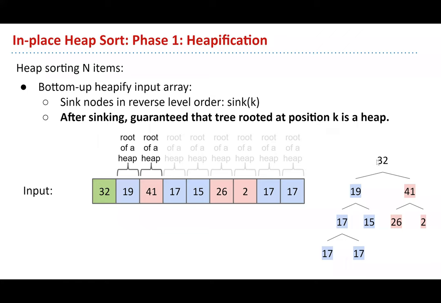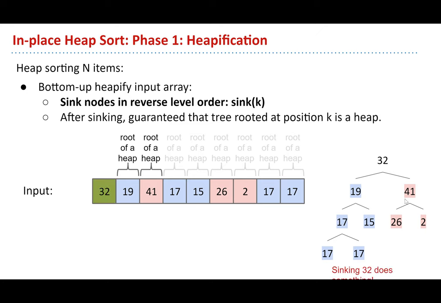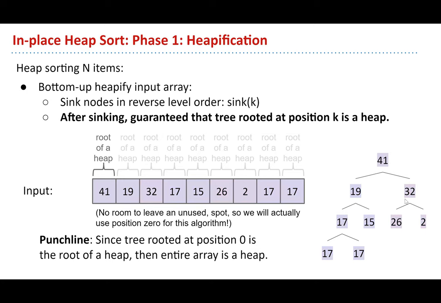If I take this 32 and sink it, what it does is take these 2 separate heaps and this incompetent boss, and merge them into one beautiful heap, because we know that these are two heaps. So if I just take the biggest item out of one of these two heaps, it's a valid boss. So who's going to be the new boss? 41. Great. There you go. Now we have one big old heap. We're done. It's a very clever process with a very annoying runtime analysis.